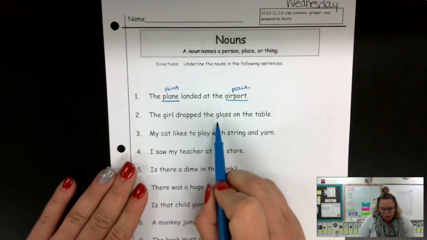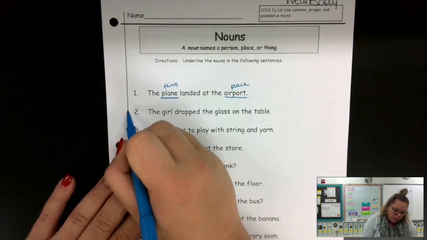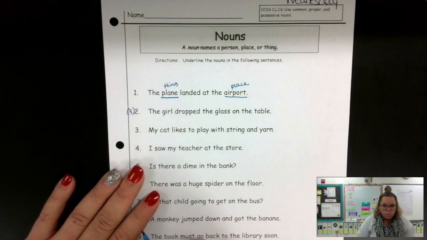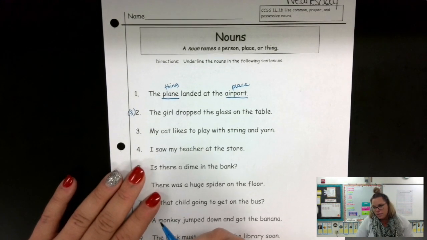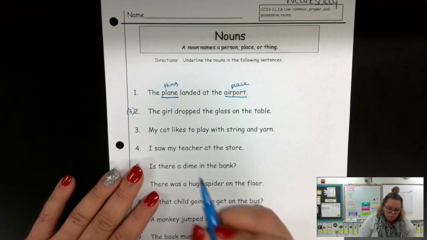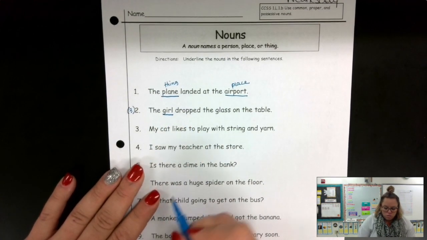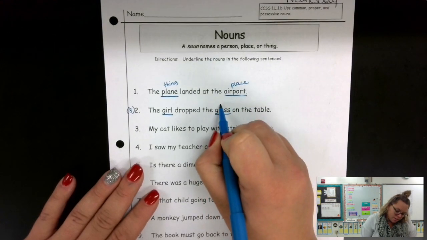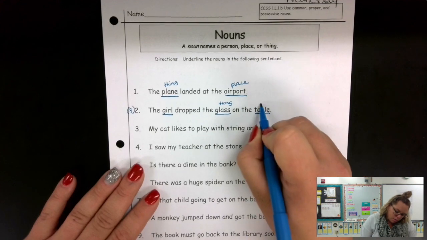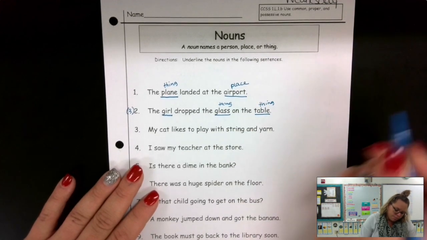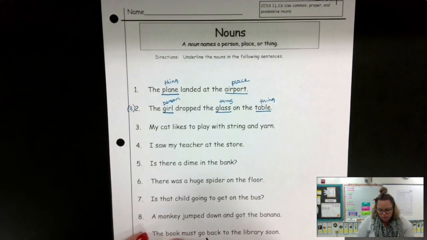The girl dropped the glass on the table. Ooh, I heard 3 nouns in number 2. The girl dropped the glass on the table. Hopefully you underline girl. Oh, there's a glass. That's a thing, right? And on the table. That's another thing. Girl would be a person. Let's look at number 3.